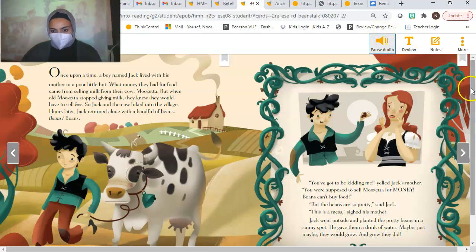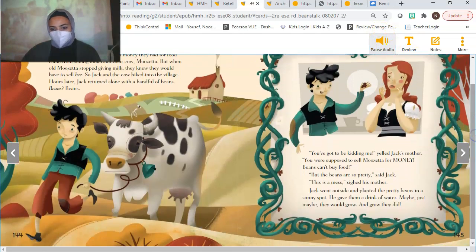Kidding me, yelled Jack's mother. You were supposed to sell Musetta for money. Beans can't buy food. But the beans are so pretty, said Jack. This is a mess, sighed his mother. Jack went outside and planted the pretty beans in a sunny spot. He gave them a drink of water. Maybe, just maybe, they would grow.